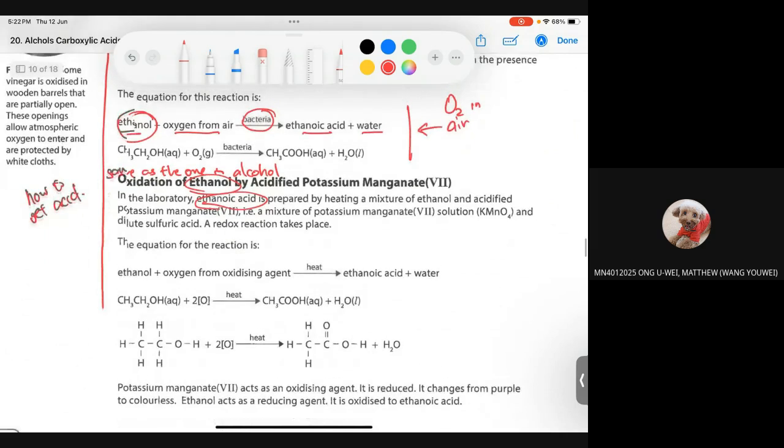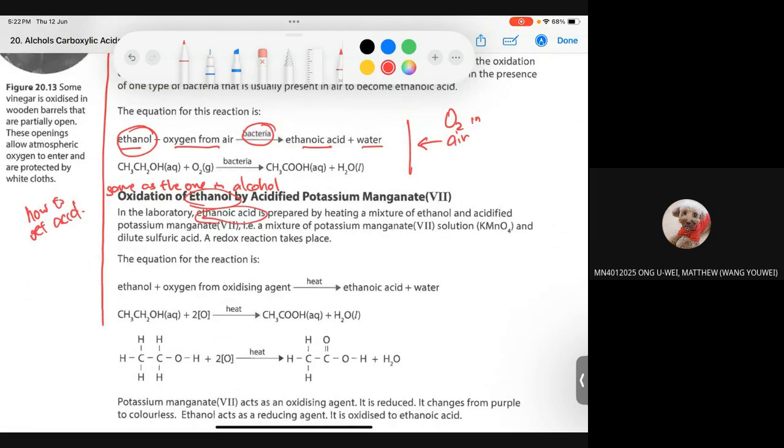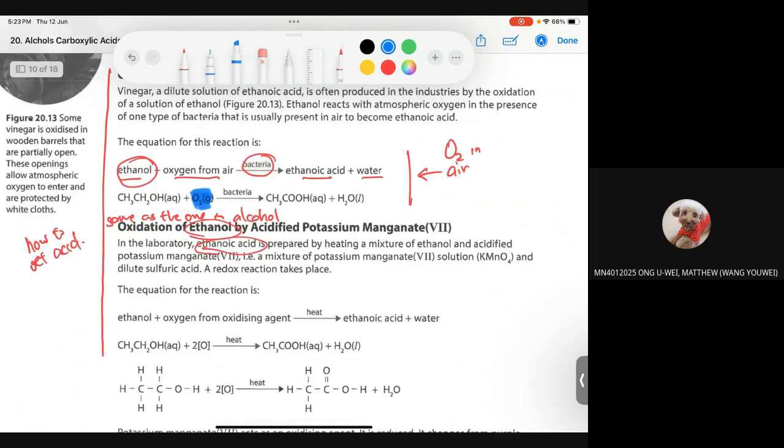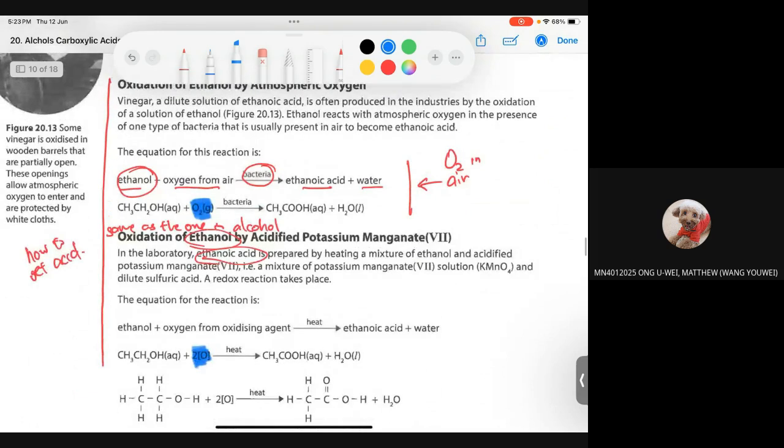So for this reaction of alcohol plus oxygen to give you ethanoic acid, I want you to realize that there's a difference here. With air, you realize it's just O2. If I use an oxidizing agent, you realize it's a square bracket O. There is a difference, like what Matthew asked just now. O2 is oxygen, literally the oxygen molecule. The square bracket O is trying to say oxygen from the oxidizing agent. At this point, pause. Any question?